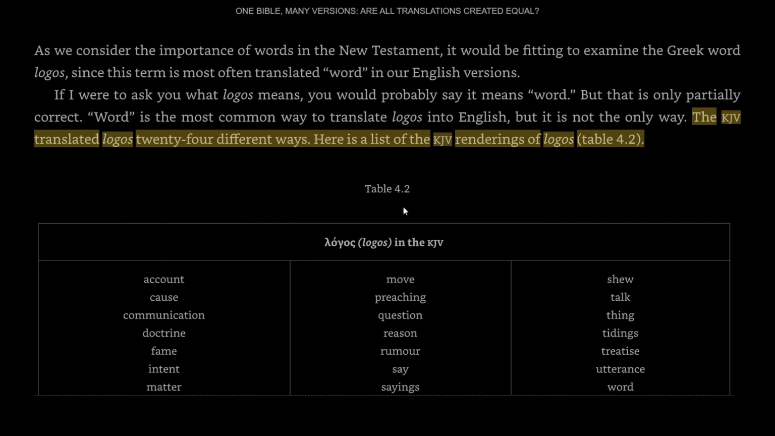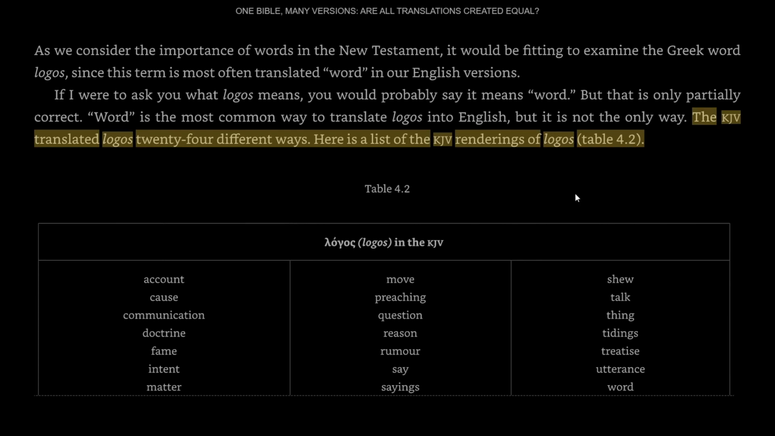Word is the most common way to translate logos into English, but it is not the only way. And he's going to make a really important and powerful point here, showing some examples. He says the KJV translated logos 24 different ways. Think about that. The King James Version, which people think of as being quite literal, translates the term logos 24 different ways. Here's a list of the KJV renderings of logos.